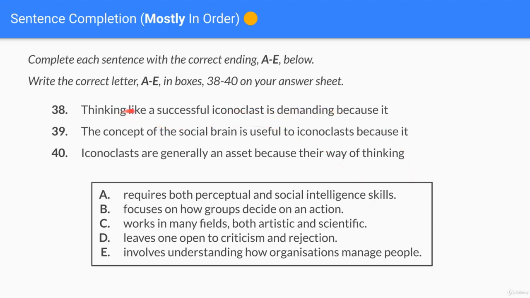So here you have the first part of the sentence, and you simply have to complete the sentence by choosing the correct answer choice. The way to identify this question type is simply by reading up here. It tells you to complete each sentence. You can tell that this is a sentence completion question because these sentences are incomplete and you have to complete them by choosing the correct answers down here.